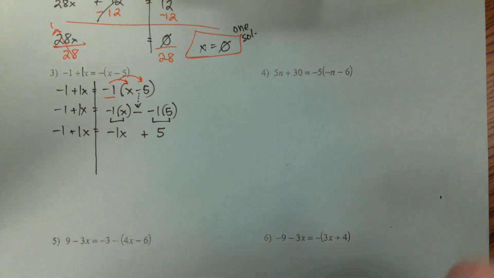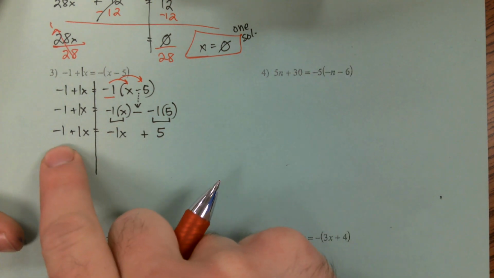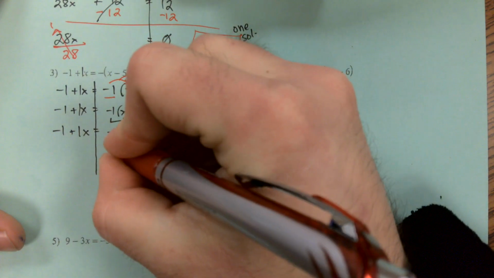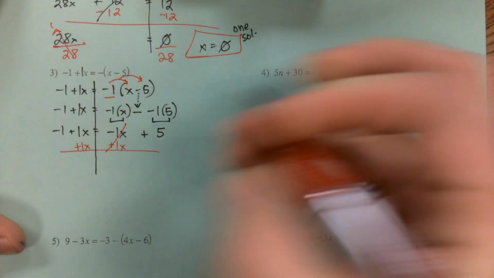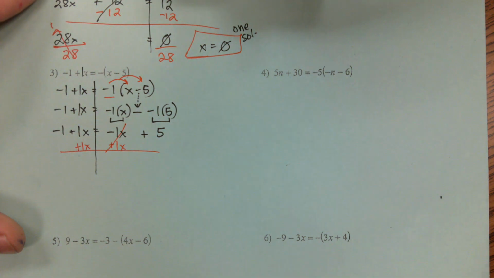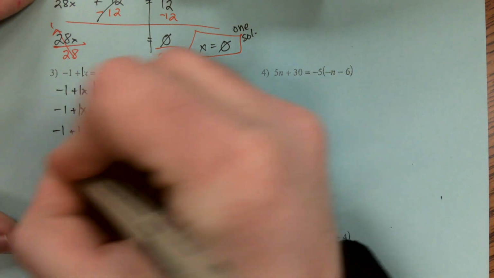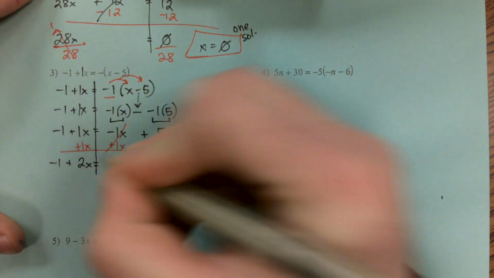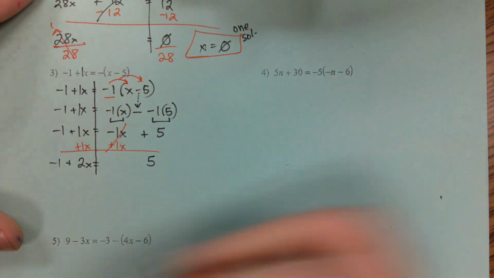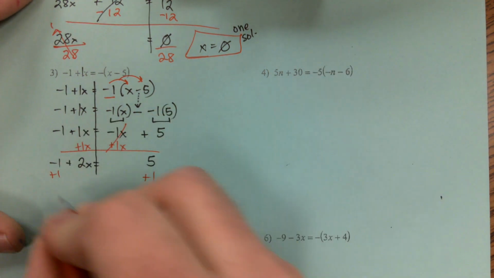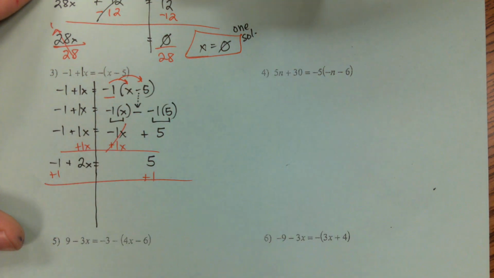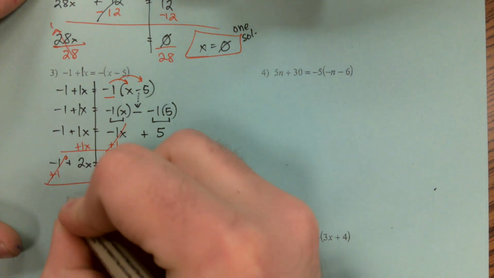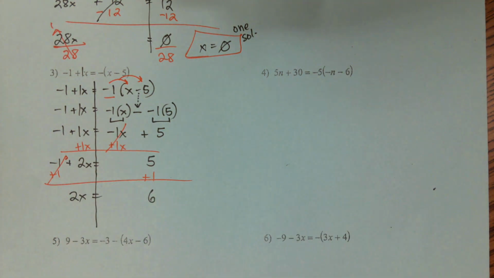So let's rearrange this equation so that all our variables are on the left and our constants are on the right. We'll add 1x to both sides, giving us 2x plus negative 1 equals 5. And then we're going to add 1 to both sides as well. Negative 1 plus 1 cancels. 5 plus 1 gives us 6, and we still have that 2x on the left.